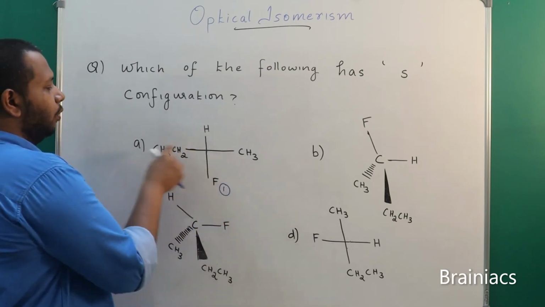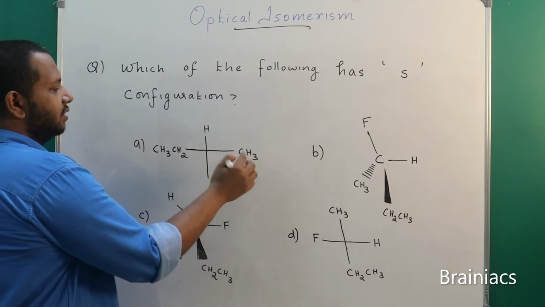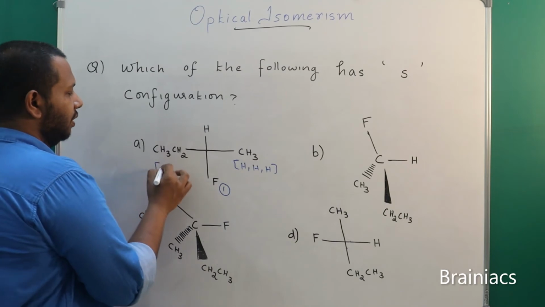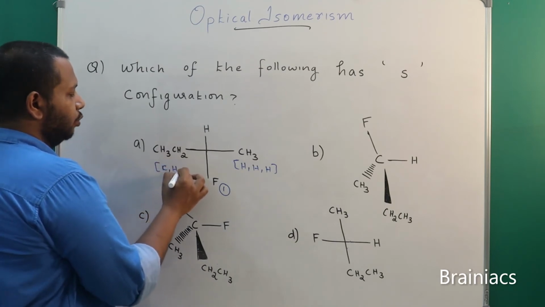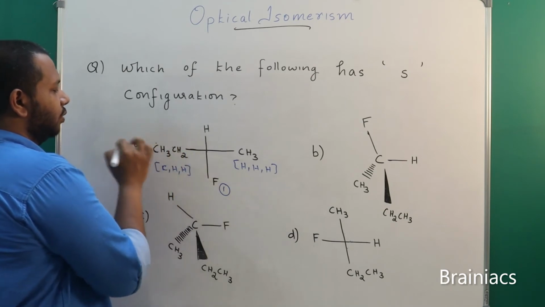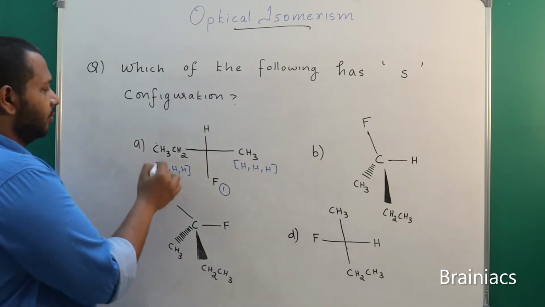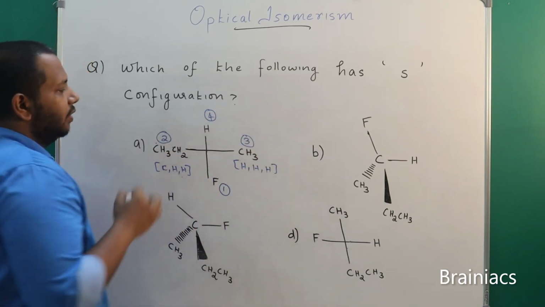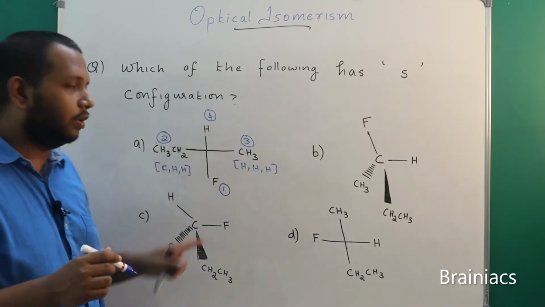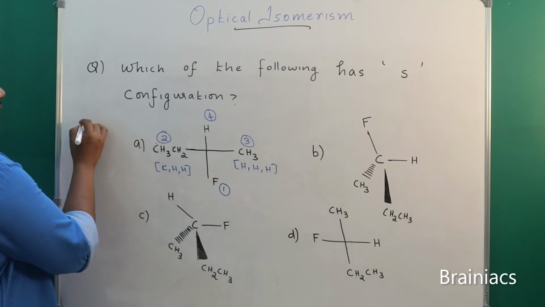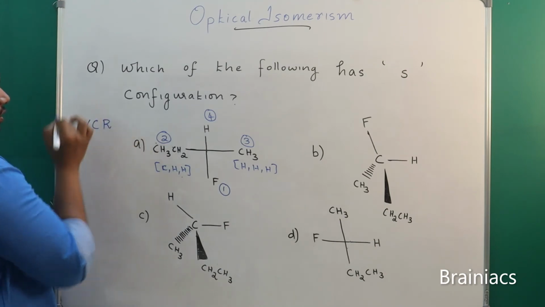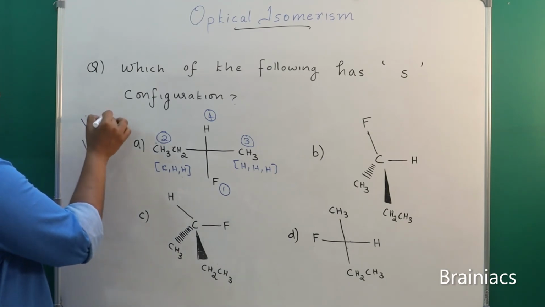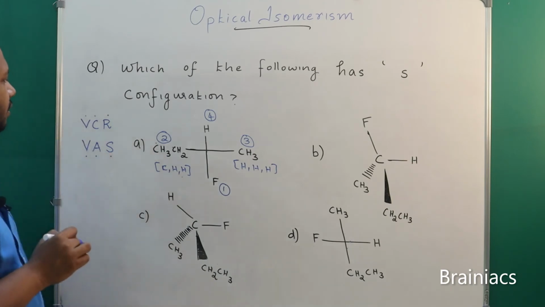Then you have CH3, where both are carbon atoms, and the other is hydrogen. But here CH3 means all the connected groups are hydrogen. But here the connected groups are carbon and 2 hydrogen, because this CH2 is connected to carbon and 2 hydrogen. So carbon comes first. So this will be second priority, this will be third, and this is fourth priority. Now we understand that the least priority group is on the vertical line. With respect to the vertical line, we have the formula: vertical clockwise R, vertical anti-clockwise S. This you need to remember.